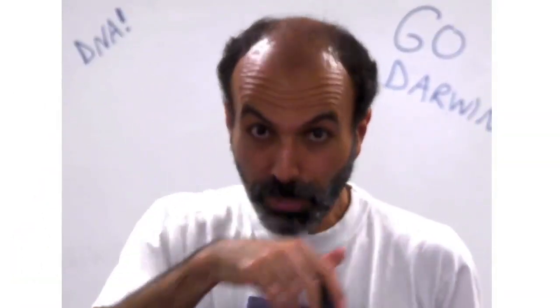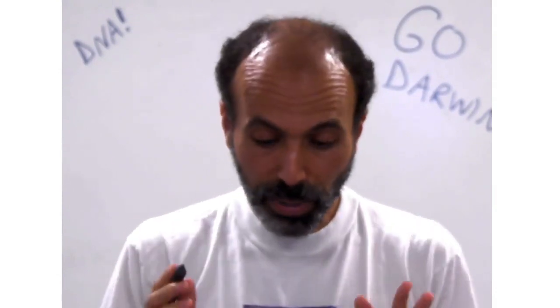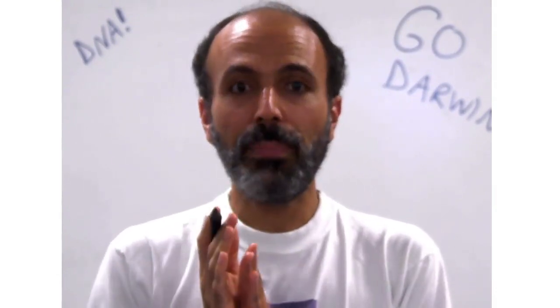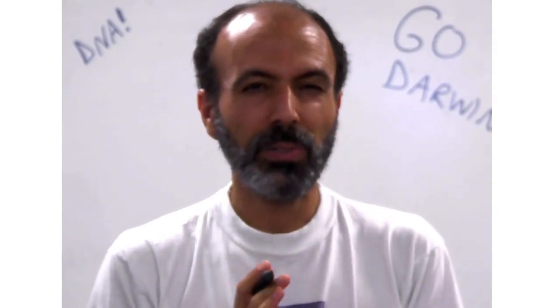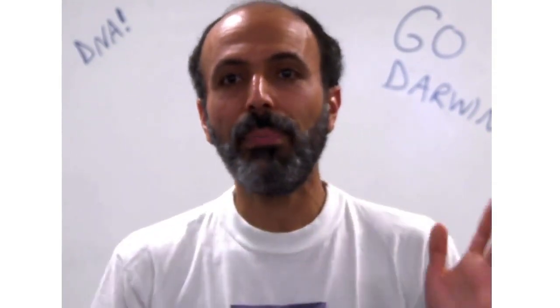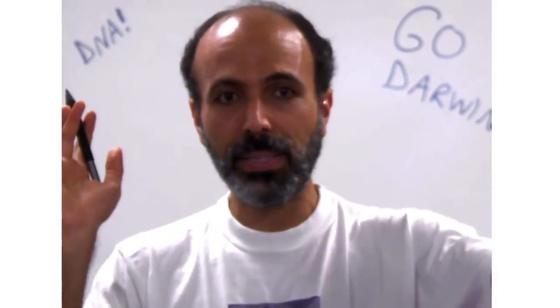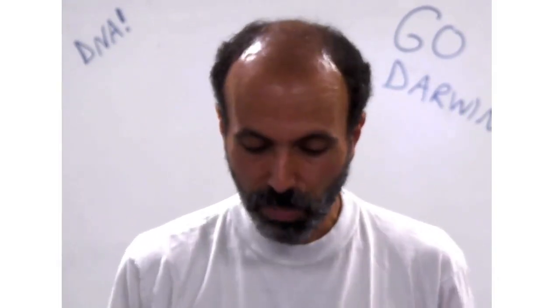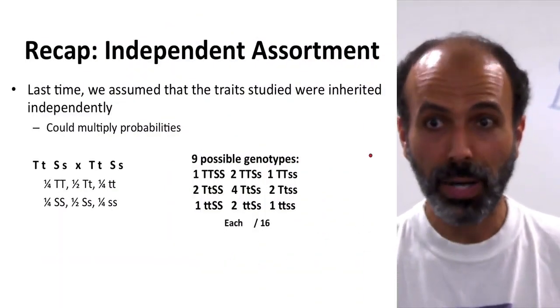So let me recap what these two things are. First, in terms of independent assortment. Importantly, we can study independent assortment by multiplying probabilities, right? Because we assume that traits are inherited independently. So again, if you're just as likely to pass this gamete or pass on this allele as that allele, we can then just multiply the probabilities to get what's going to happen among all the offspring.